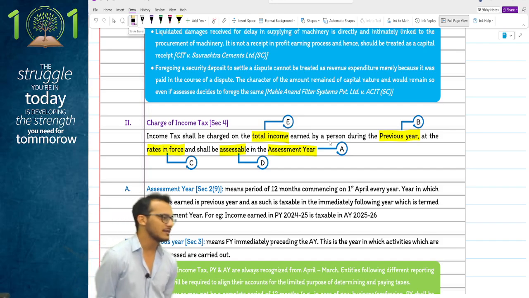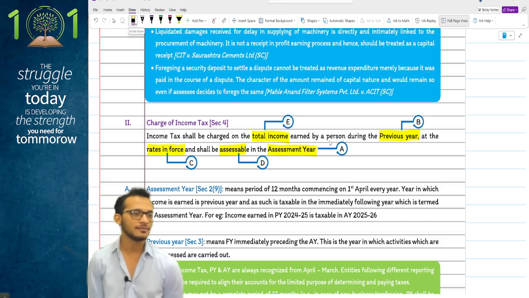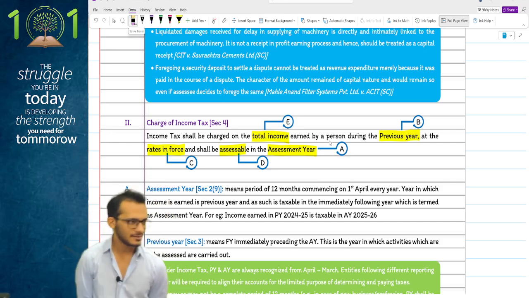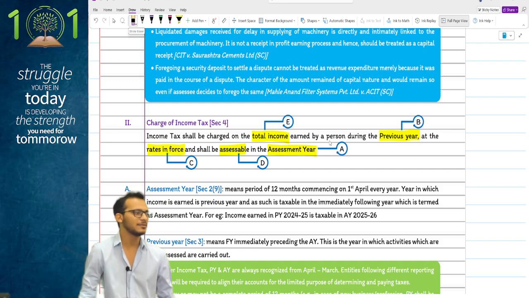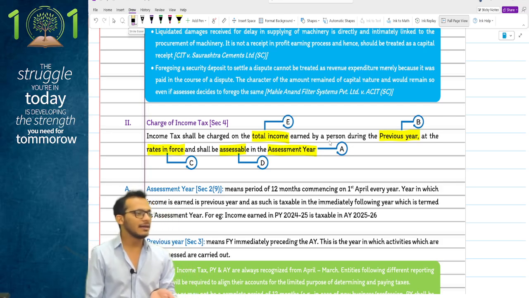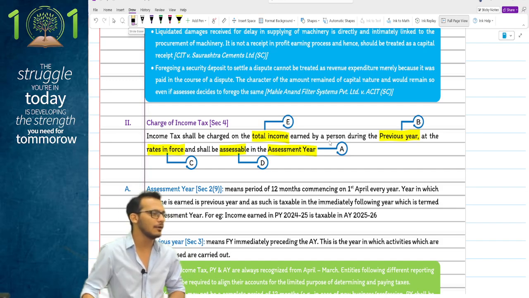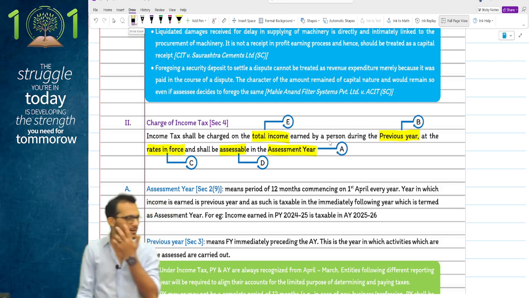For all those who understand, HUF is just a dummy entity, only created in income tax for the purpose of avoiding taxes. Keep some money with you, keep some money with HUF, both get the slab rate benefit. So what people do is get married, create an HUF, part of the money comes to my account, part of the money comes to the HUF account, both are paying no tax. That is how the whole model works.